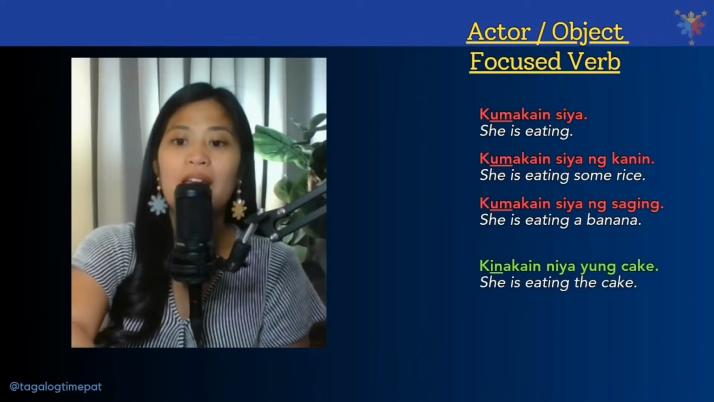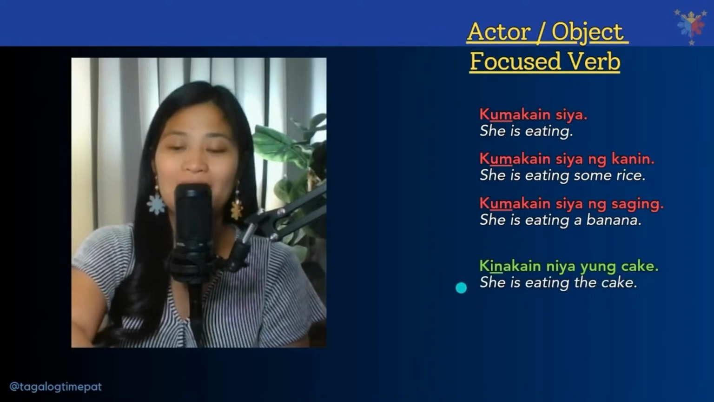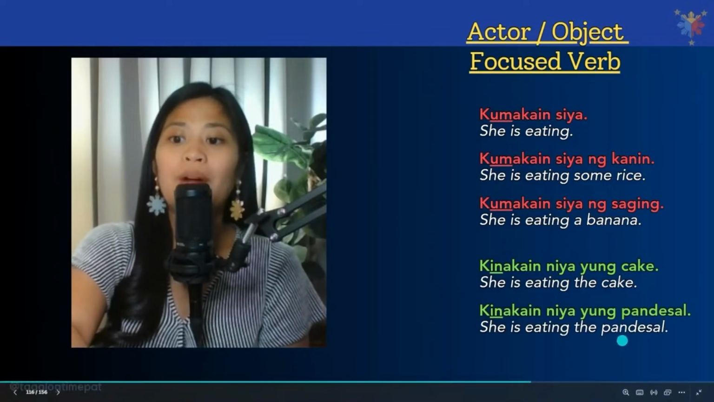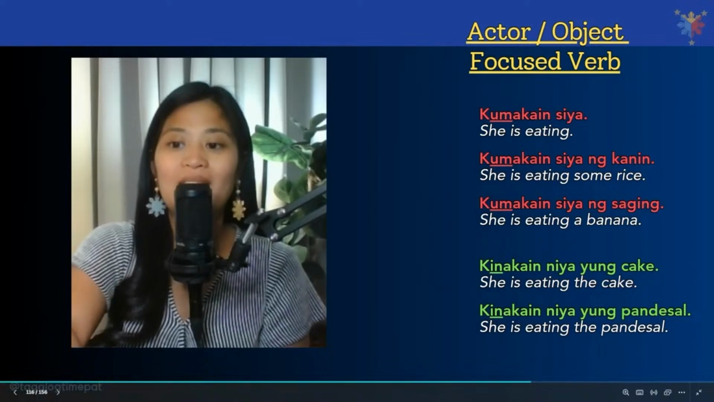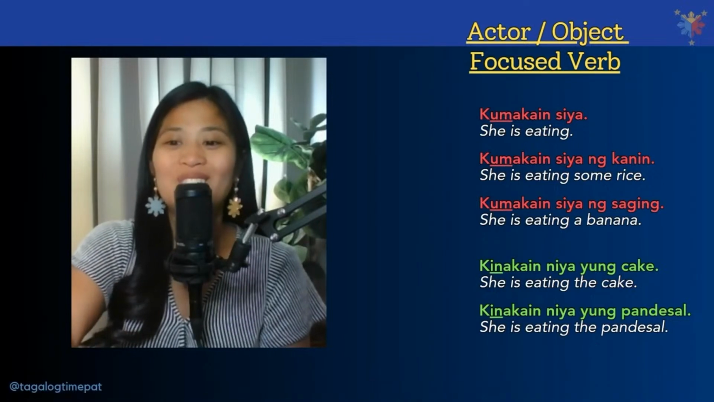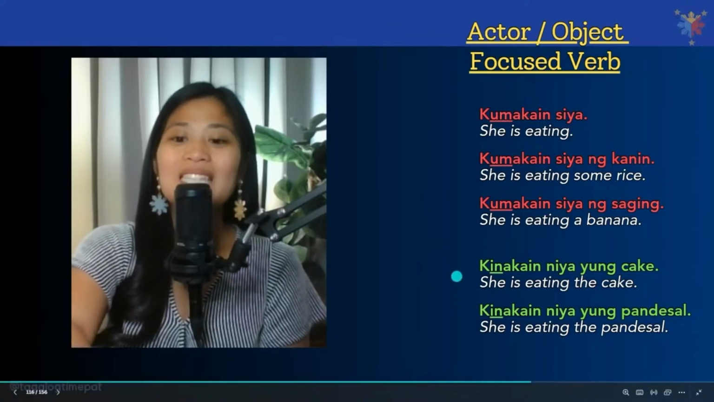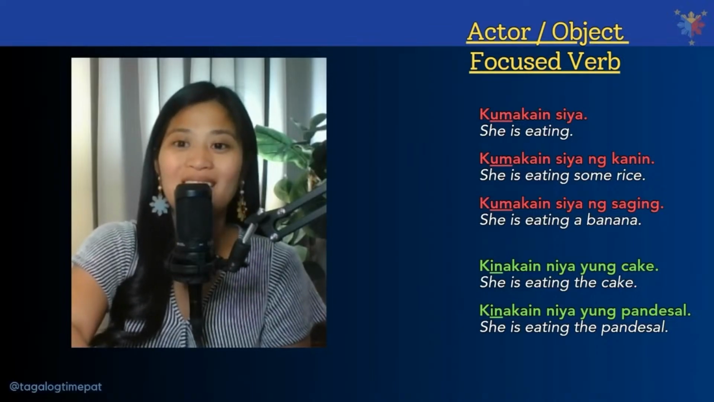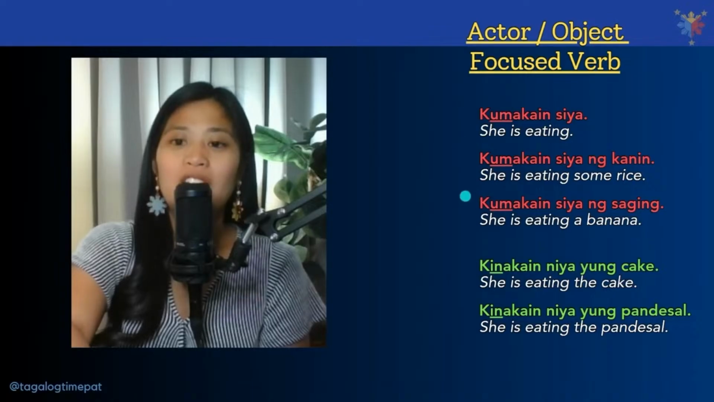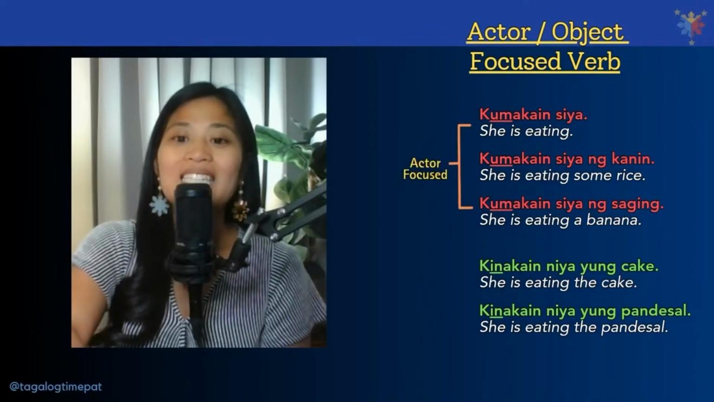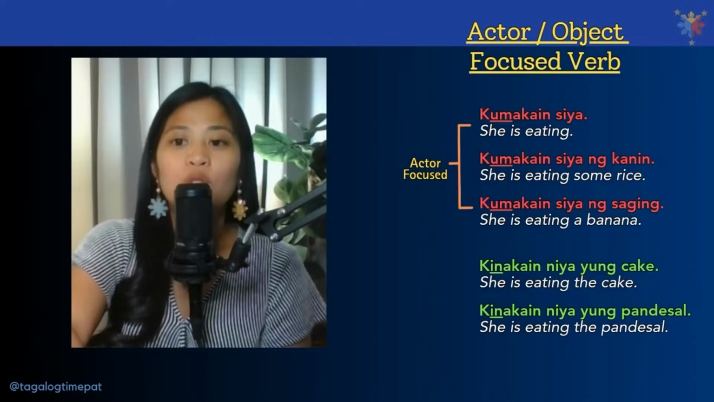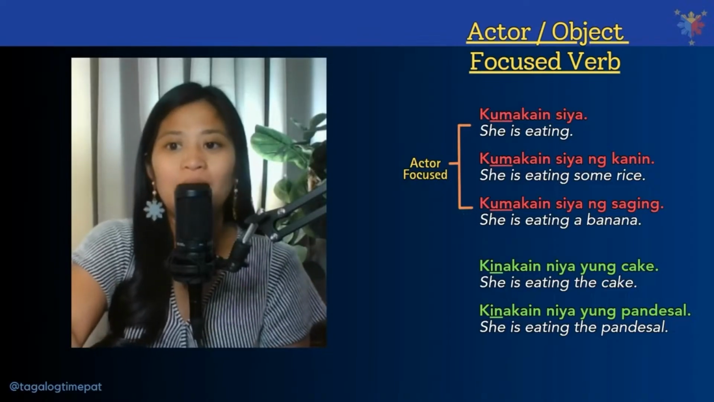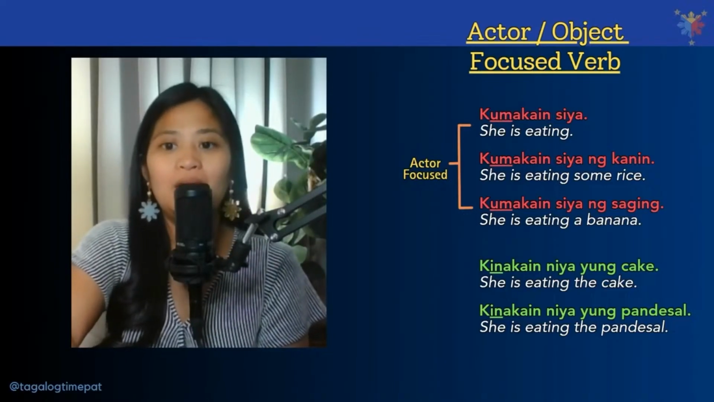But you could also say, kinakain niya yung cake. She is eating the cake. Or, kinakain niya yung pandesal. She's eating the pandesal. Pandesal is like a sweet bread that's usually eaten for breakfast. So these last 2 examples, kain is being conjugated as an in verb. What's the difference here? When kain is being conjugated as an um verb, it is an actor-focused verb. So in these examples, it's like asking, what is she doing? Oh, she's eating. She's eating some rice. She's eating a banana. What is she doing?